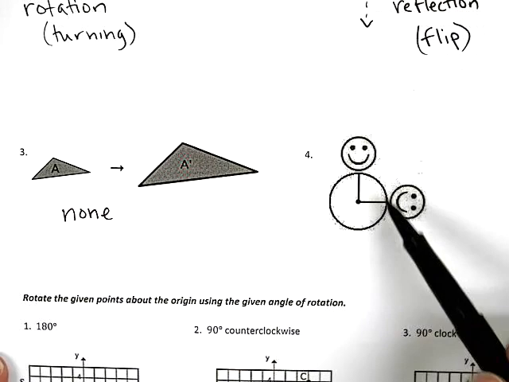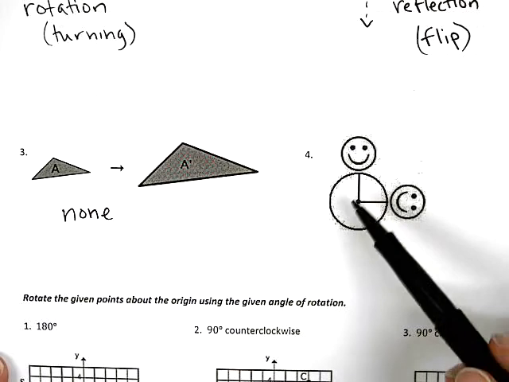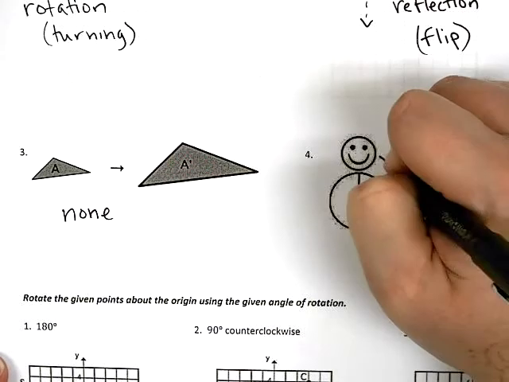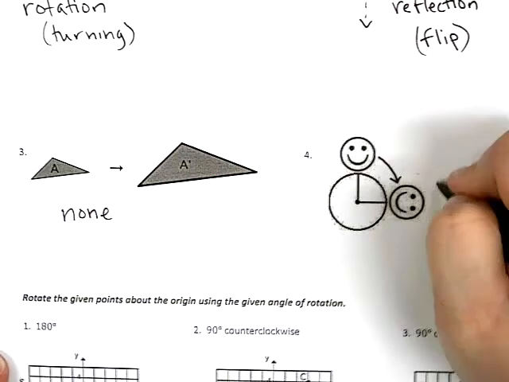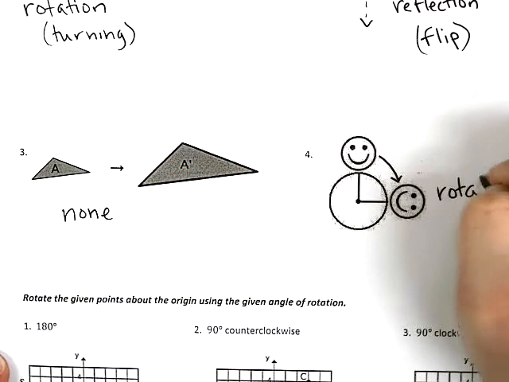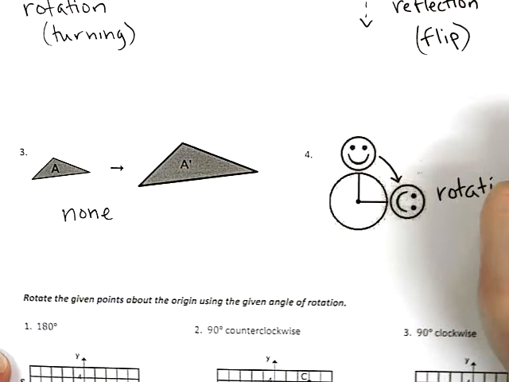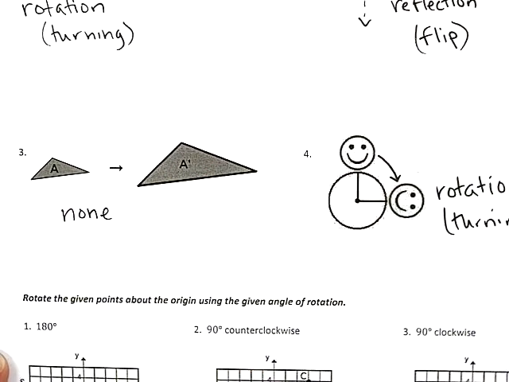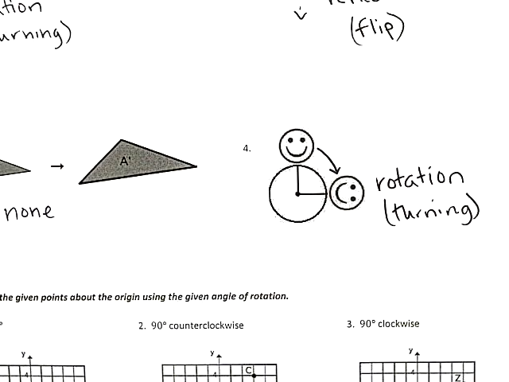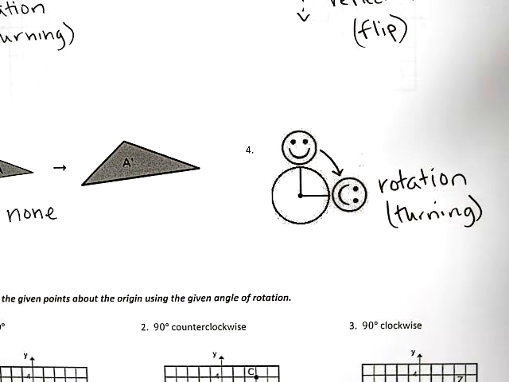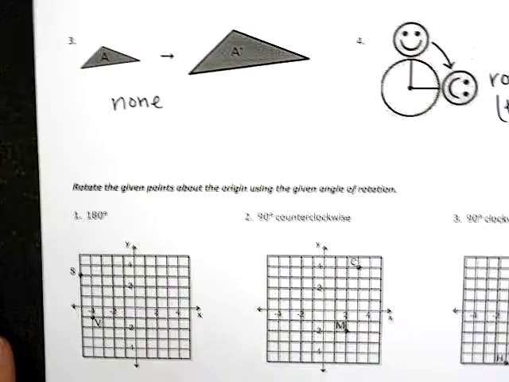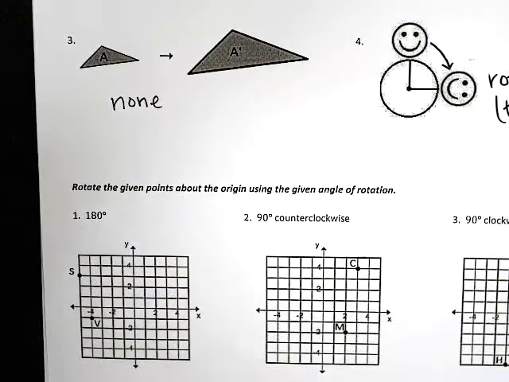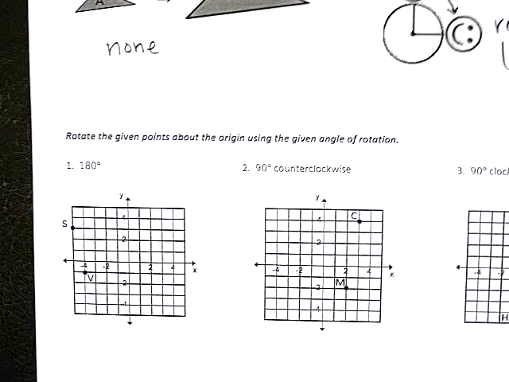All right, and then look at number 4. This one actually should help you out that this almost looks like a clock, right? And we're rotating from here to here. This one is a rotation, because we're turning. All right, you do need to be comfortable identifying all those different types of transformations. So if you're having trouble with that, please make sure you talk to me in class.